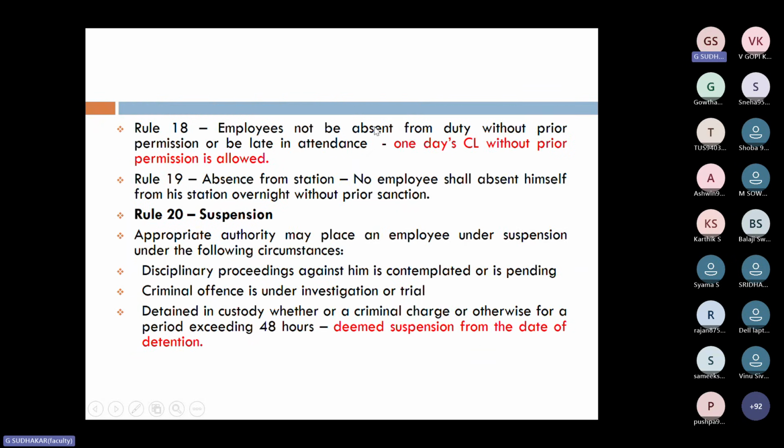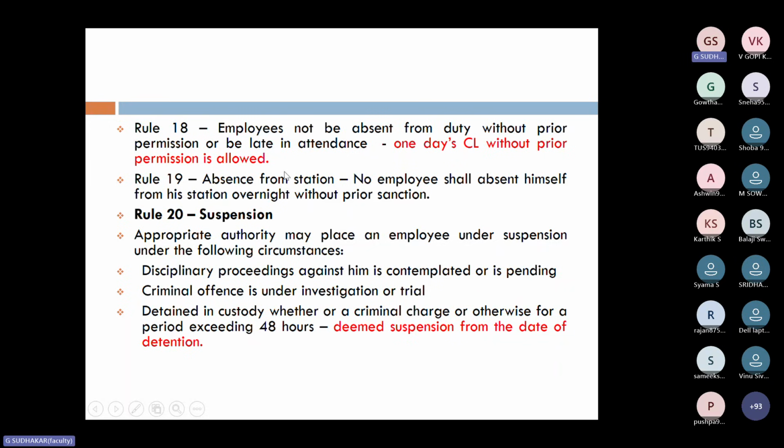Rule number 18, employees not to be absent from duty without prior permission. Almost all years this question has been asked. Maybe 1 or 2 years they omitted this question. 1 day CL without prior permission is allowed. Employee not to be absent from duty without prior permission or be late in attendance. This rule is very, very important from the examination point of view.